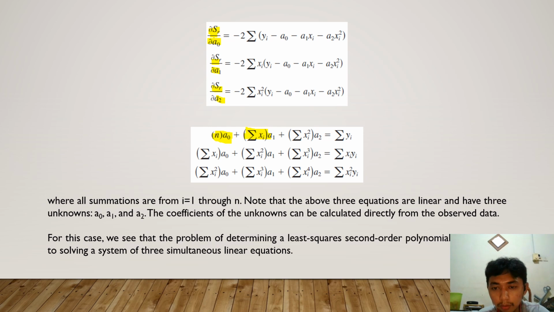Note that the above three equations are linear and have three unknowns, a0, a1, and a2. The coefficients of the unknowns can be calculated directly from the observed data. For this case, we can see that the problem of determining the least square second-order polynomial reduces to solving a system of three simultaneous linear equations.